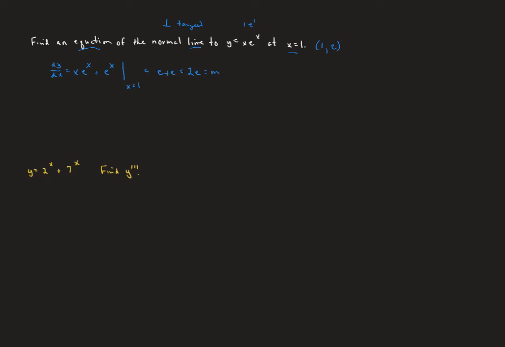Remember, the normal line is going to be perpendicular to that, so it's going to be the negative reciprocal of that slope of the tangent line. So the slope of our normal line is going to be negative 1 over 2e. So in point slope form, this is going to look like y minus e is equal to negative 1 over 2e times x minus 1. Kind of goofy, but there's our normal line.